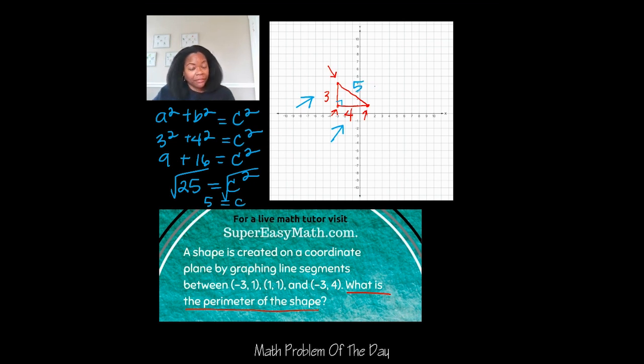Now, don't stop there. It's so easy when you're doing a problem like this that has multiple steps to just say, oh, 5 is my answer. No, it's not your answer, because if you remember, the question asked, what is the perimeter of the shape? So we had to get 5 just so we could calculate the perimeter. To get the perimeter, we need to add the 5, the 4, and the 3. And that would give me a total of 12. So the answer to today's math problem of the day is 12.